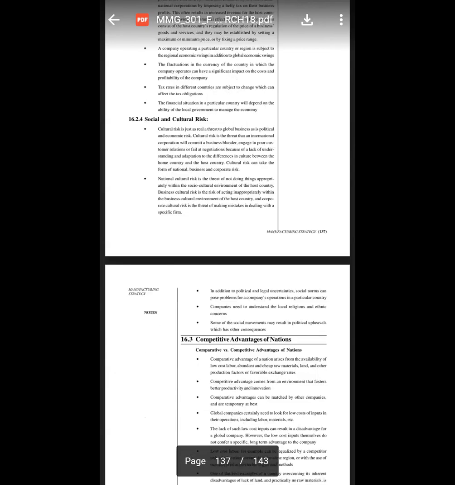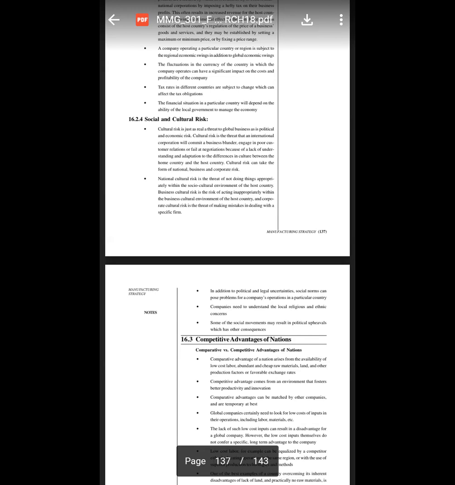Okay, then social and cultural risks. Cultural risk is just as real a threat for the global business as political and economic risk. Cultural risk is a threat that the international corporation will commit a business blunder, engage in poor customer relations, or fail at negotiation because of lack of understanding and adaptation to differences in culture between the home country and the host country. Cultural risks can take the form of national culture, business culture, and corporate risks. Now, national culture risk is the threat of not doing things appropriately within the social and economic culture of the host country.